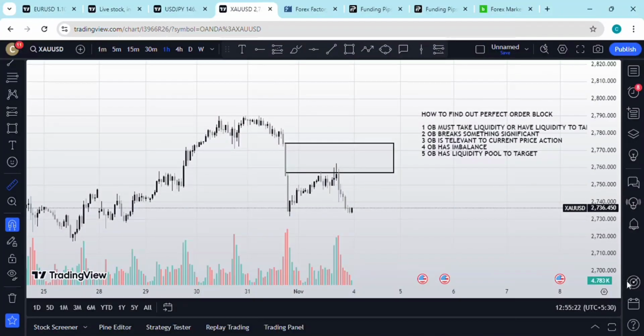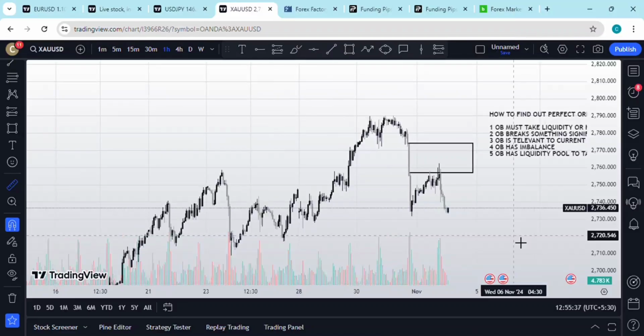It's going to be bullish. And what's the fifth point? What do you think? Order block has a liquidity pool to target. What is it? Any guesses? Liquidity pool means there's a lot of liquidity present at that place. So it's a pool of liquidity.